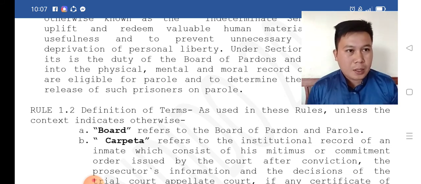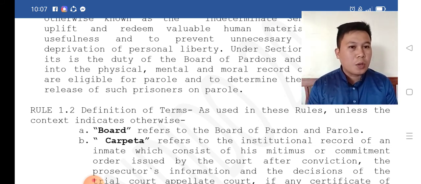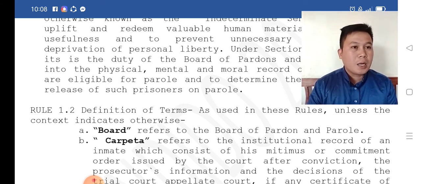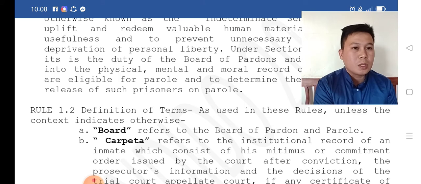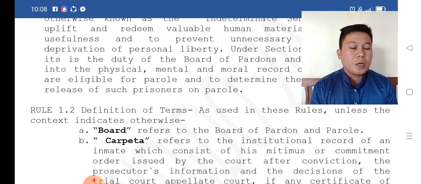This carpeta, if I'm not mistaken, was asked during my time. Carpeta refers to the institutional record of an inmate which consists of his mittimus or commitment order. So, ang ibig sabihin ng carpeta, ito yung institutional record kung saan nakapaloob lahat ng details na written. For example, mittimus kapag ang tao is dadalhin na sa kulungan, record yan na nanggaling sa court, tapos kukunin yung bibilanggo, tapos dadalhin dun sa institution kung saan siya ilalagay. Or commitment order, issued by the court after conviction.